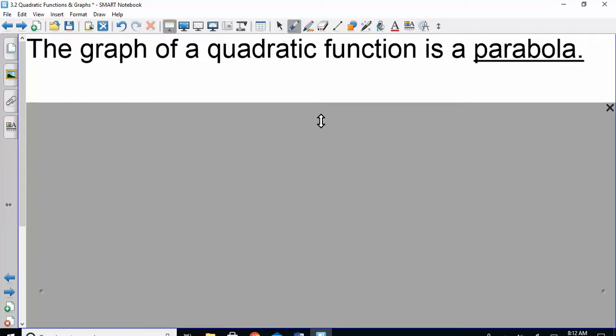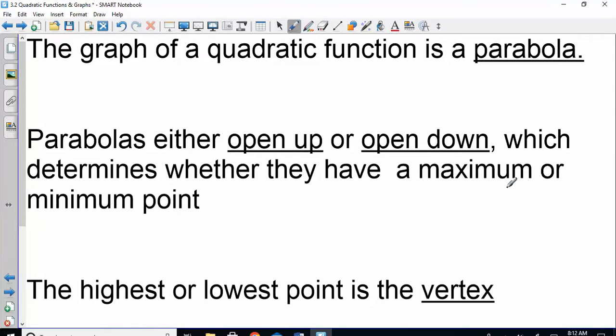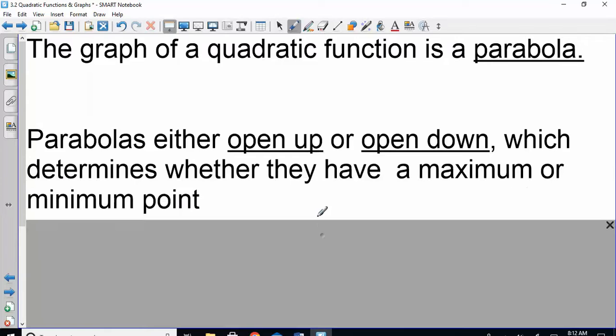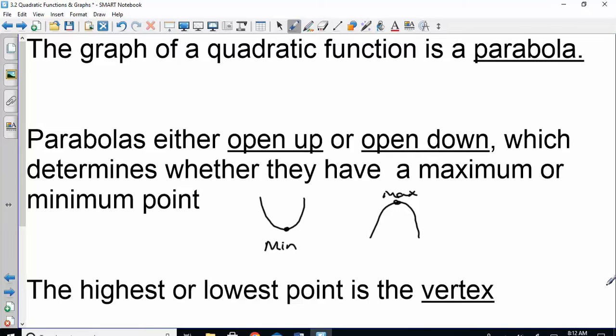And we have two options. The graph will either open up or open down. And whether it opens up or down will determine if it has a maximum or a minimum point. If it opens up, what does it have? Minimum. If it opens down, it has a maximum. What's the name for that maximum or minimum point? The vertex.